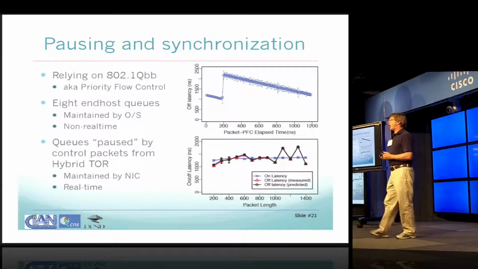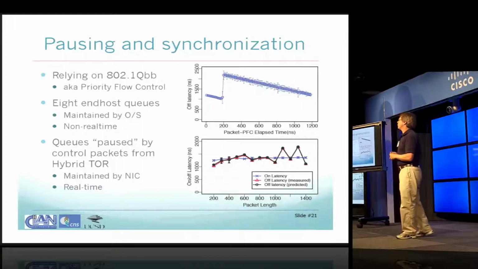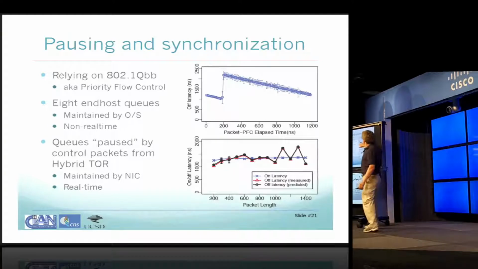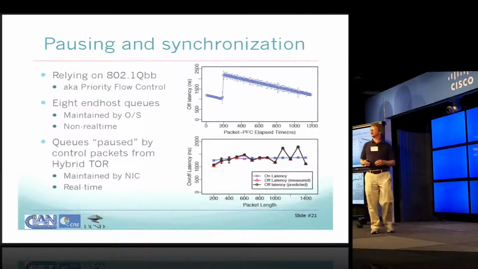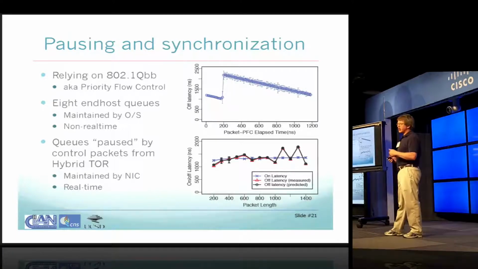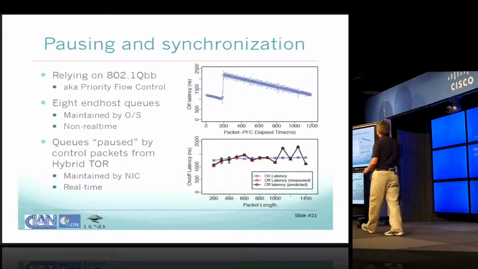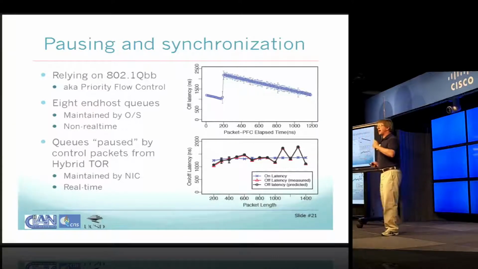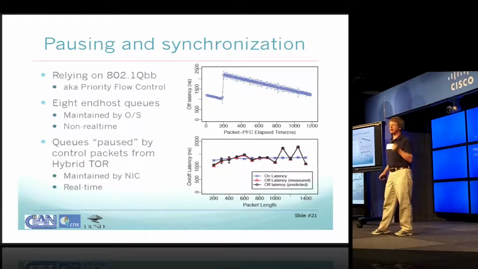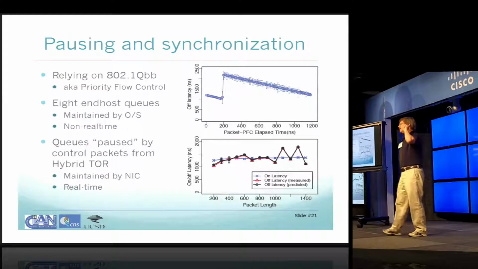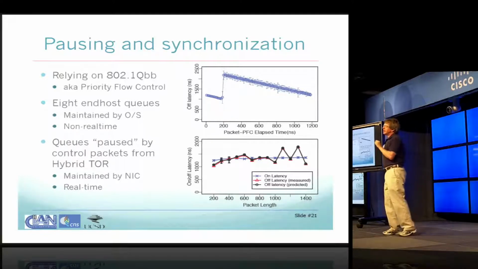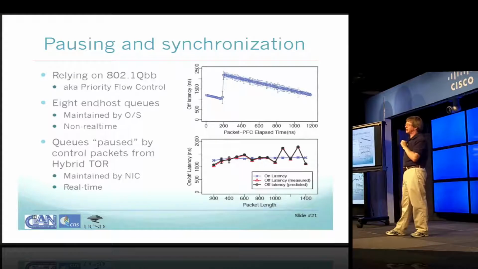In order to be able to use commodity hardware, you have to use standard protocols. We're not rewriting a protocol. For this, the reason we settled on 8 is because there is an IEEE standard called priority flow control, which means you can preferentially pause queues at the NIC level. This is what we're using. So I have 8 end host queues. They're maintained by the operating system and are non-real time. But once I set up the queues, I can pause and unpause those queues in real time using the control plane firmware written on the Virtex-6 to access those queues that are sitting on our Intel NICs at our end hosts.